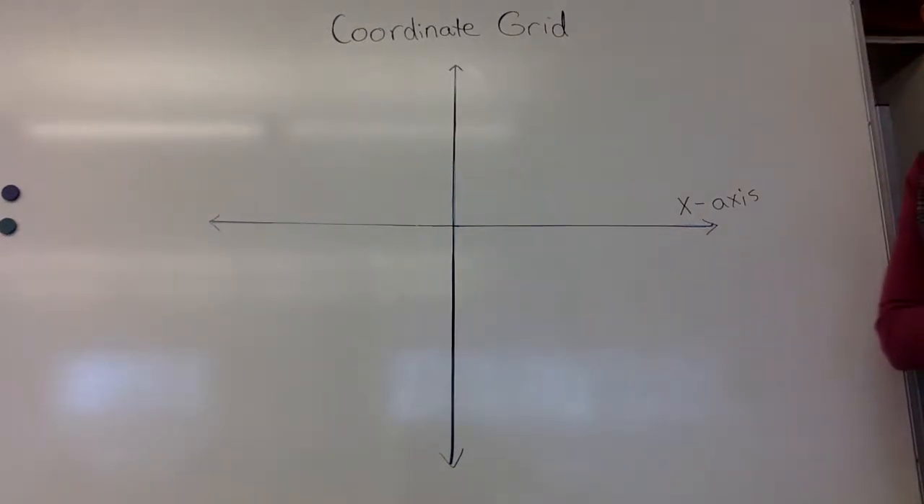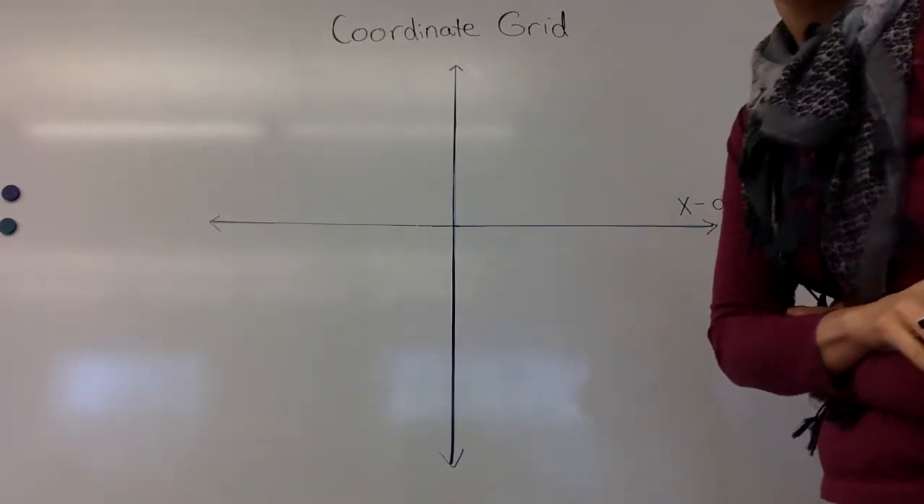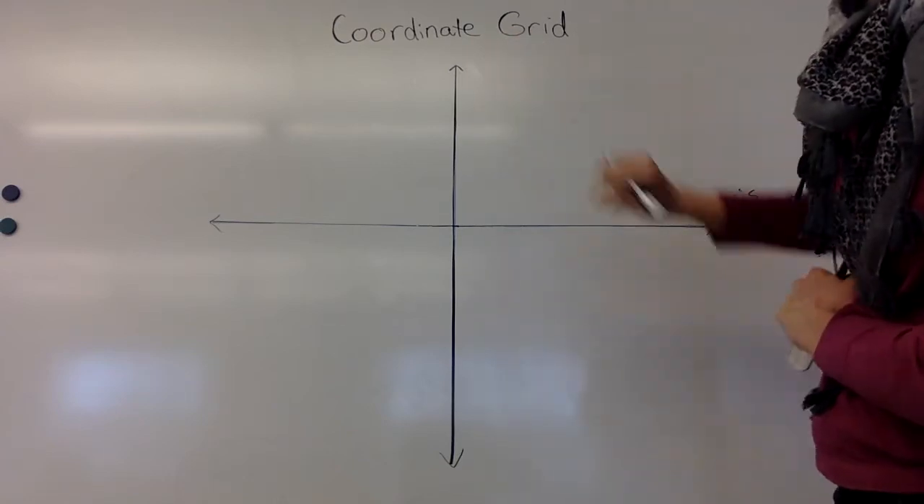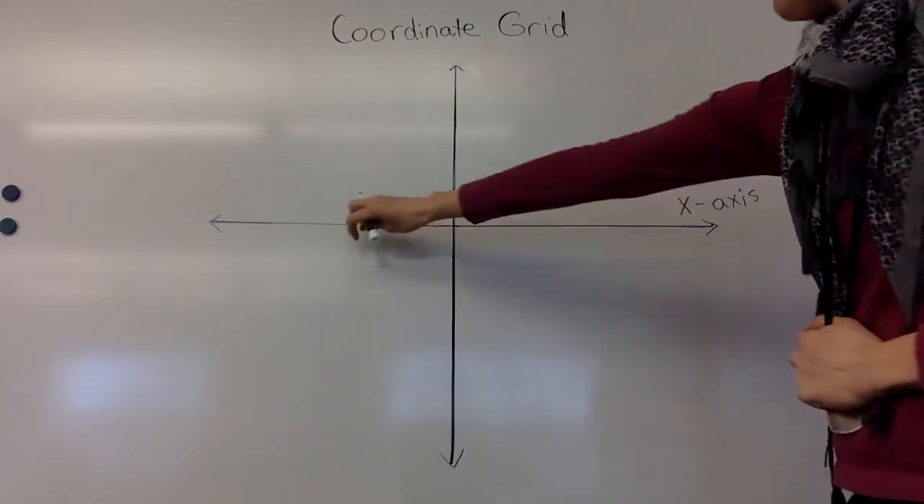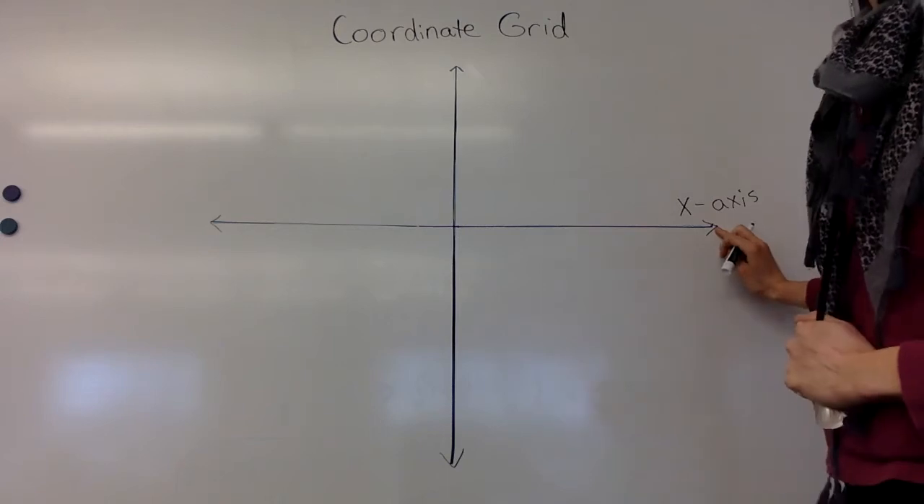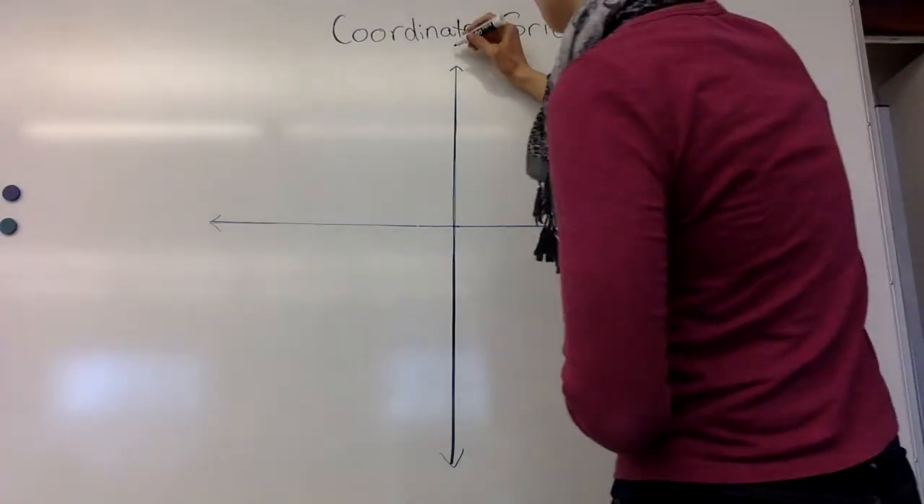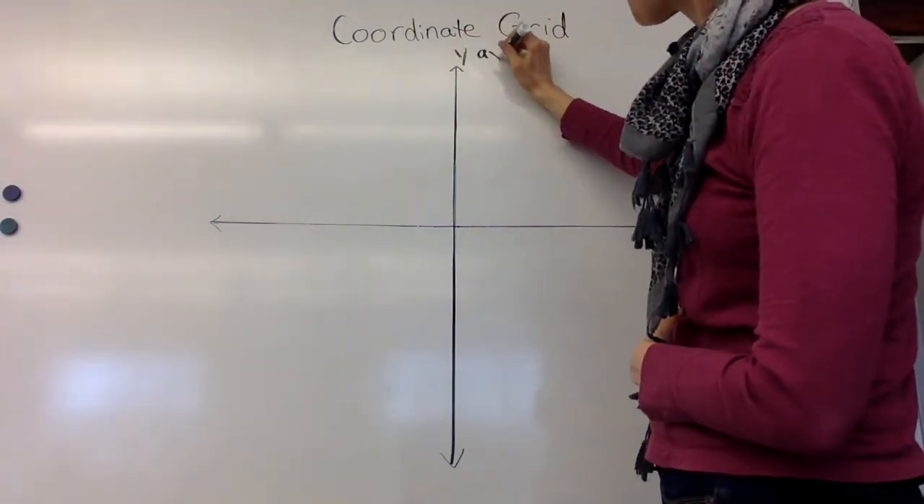Today we're going to talk about coordinate grids. What you see here on the board is a coordinate grid. It's composed of a horizontal line, which we call the x-axis, and a vertical line, which we call the y-axis.